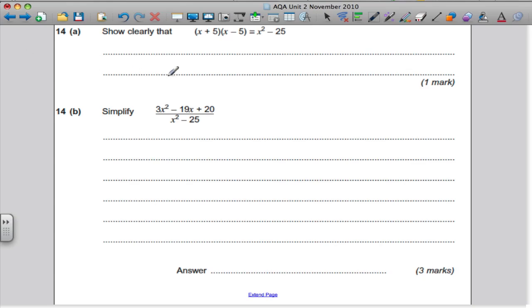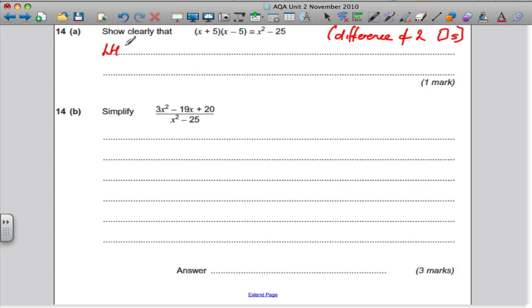Okay, question 14. Show clearly that x plus 5 multiplied by x minus 5 is identical to x squared subtract 25. You'll remember this is the difference of two squares. But in this particular case, I'm not allowed to use the knowledge of difference of two squares. They're asking me to actually show that this works.